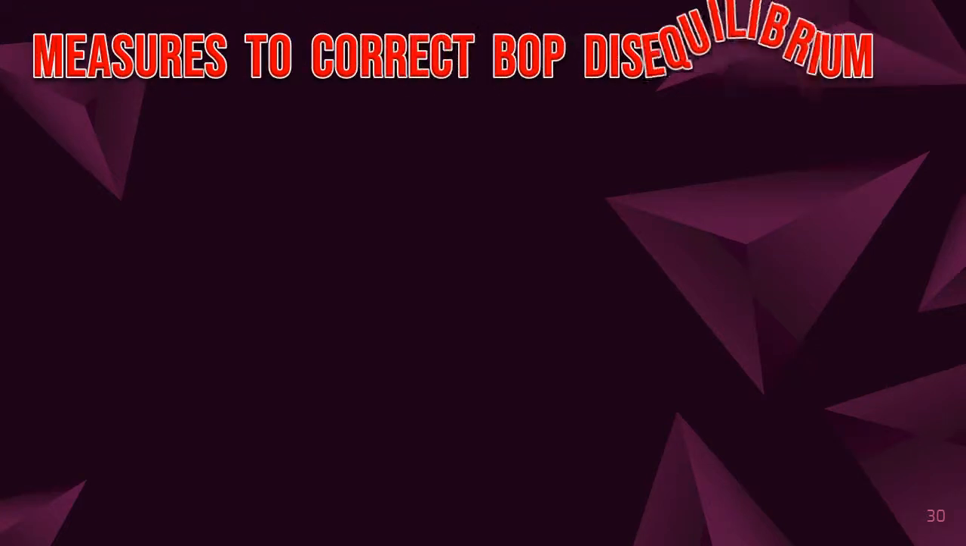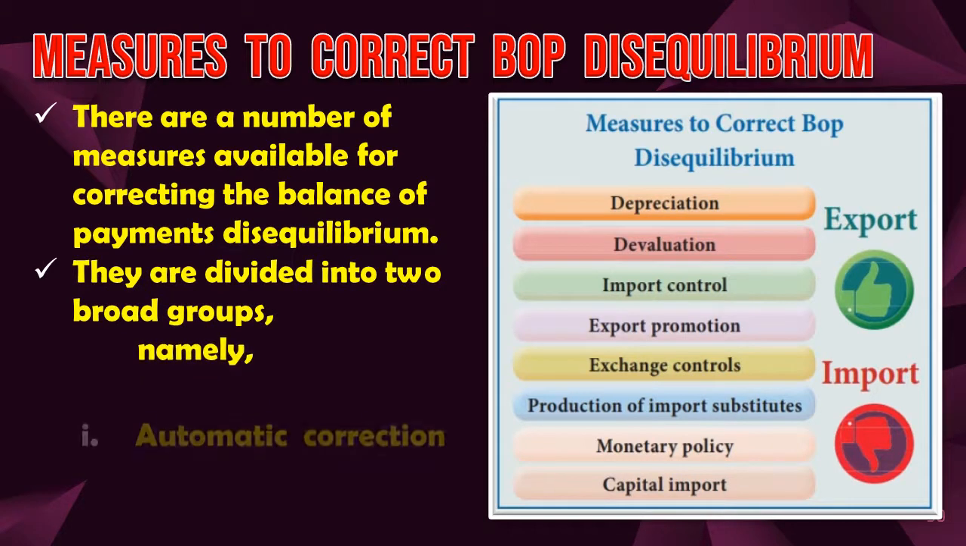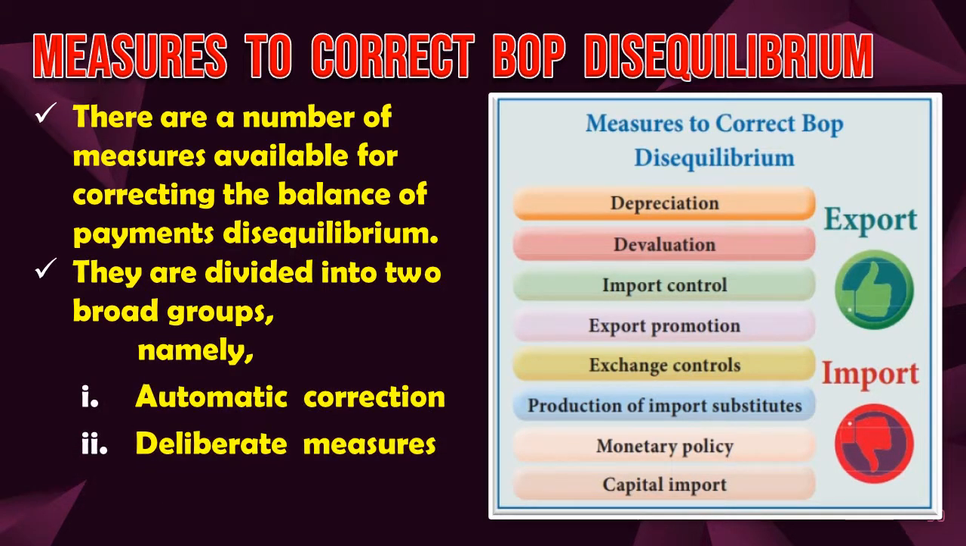Measures to correct BOP disequilibrium. Next topic. How can this BOP disequilibrium be corrected? There are some measures. Yes, what are the measures? Measures to correct BOP disequilibrium: depreciation, devaluation, import control, export promotion, exchange control, production of import substitutes, monetary policy, capital import.